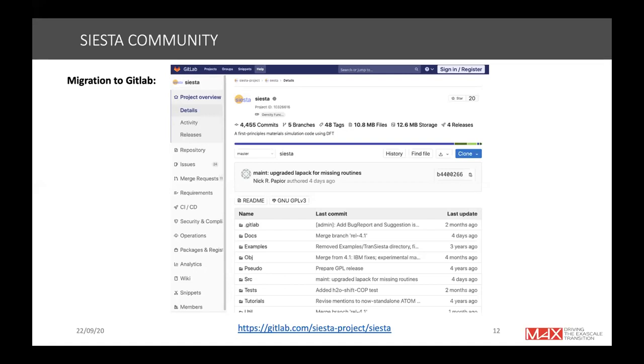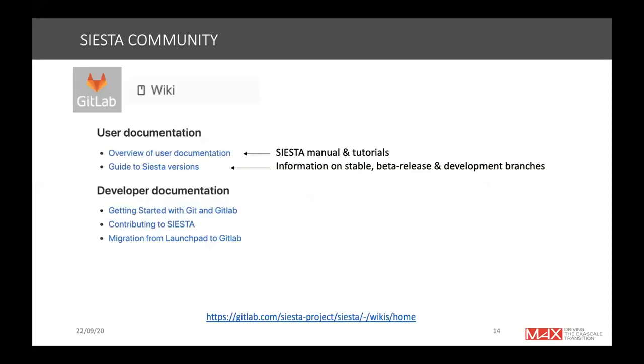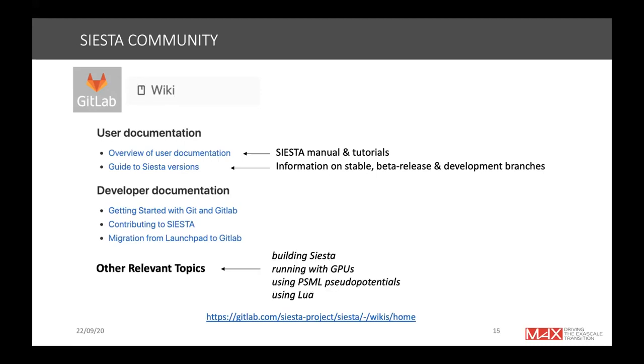I also want to tell you that there is a wiki where relevant information for both users and developers is hosted. Here you can find Siesta manuals and tutorials, information on stable, beta release, and development branches. And also how to start with Git and Gitlab, and some guidelines to contribute to the Siesta code. In the near future, other relevant topics will be hosted in this wiki.